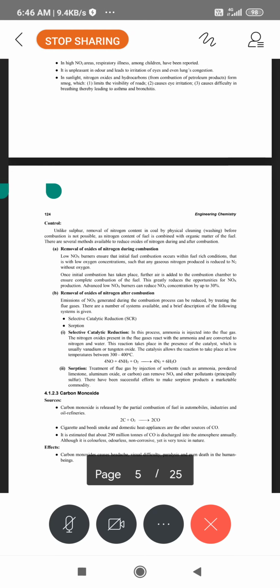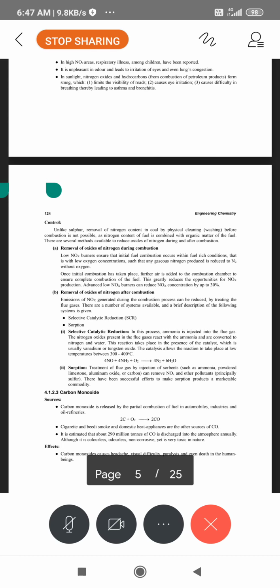Otherwise, if the nitrogen content is 1 or 2%, that will cause all the problems. The nitrogen in the fuel flue gases is not only entering into the atmosphere as nitrogen, it also reacts with oxygen, forming primary and secondary air pollutants. So before using the fuels, we can remove it.